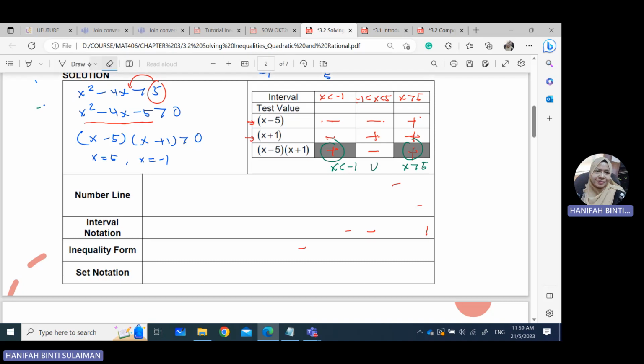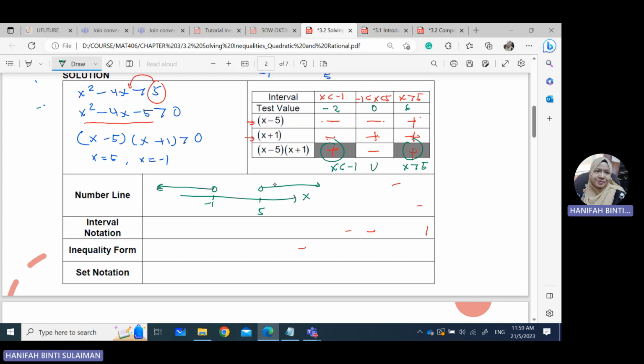So untuk test value dekat sini, you can choose any value less than negative 1. Katakan kita ambil x equals to negative 2. Okay. So ini kita ambil 0. And then this one kita ambil 6. So you test, tengok dapat apa, positif ke negatif. So number line, the values of x. So x is this area. Dia tak equal. Bila tak equal, dia tak color lah. This area. And this one 5, x is greater than 5.